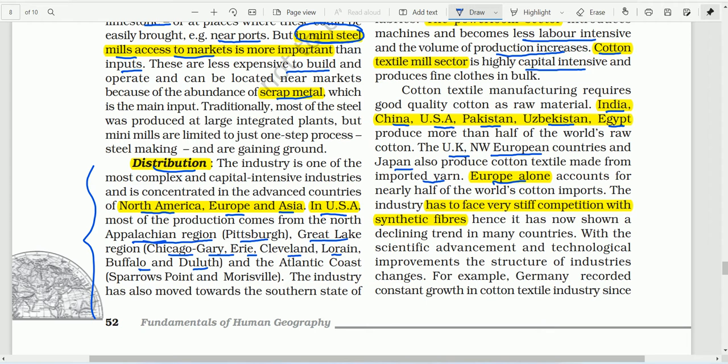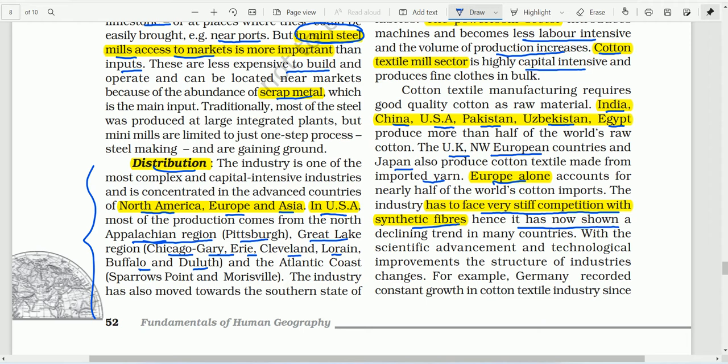The industry nowadays has to face very stiff competition with synthetic fibers, that is, the fibers made from petrochemicals. You know, the fibers made from petrochemicals are known as synthetic fibers, and these are durable, lustrous, wrinkle free as compared to cotton fabrics. That is why cotton fabrics are facing very stiff competition with synthetic fibers, and because of that, the industry has now shown a declining trend in many countries.